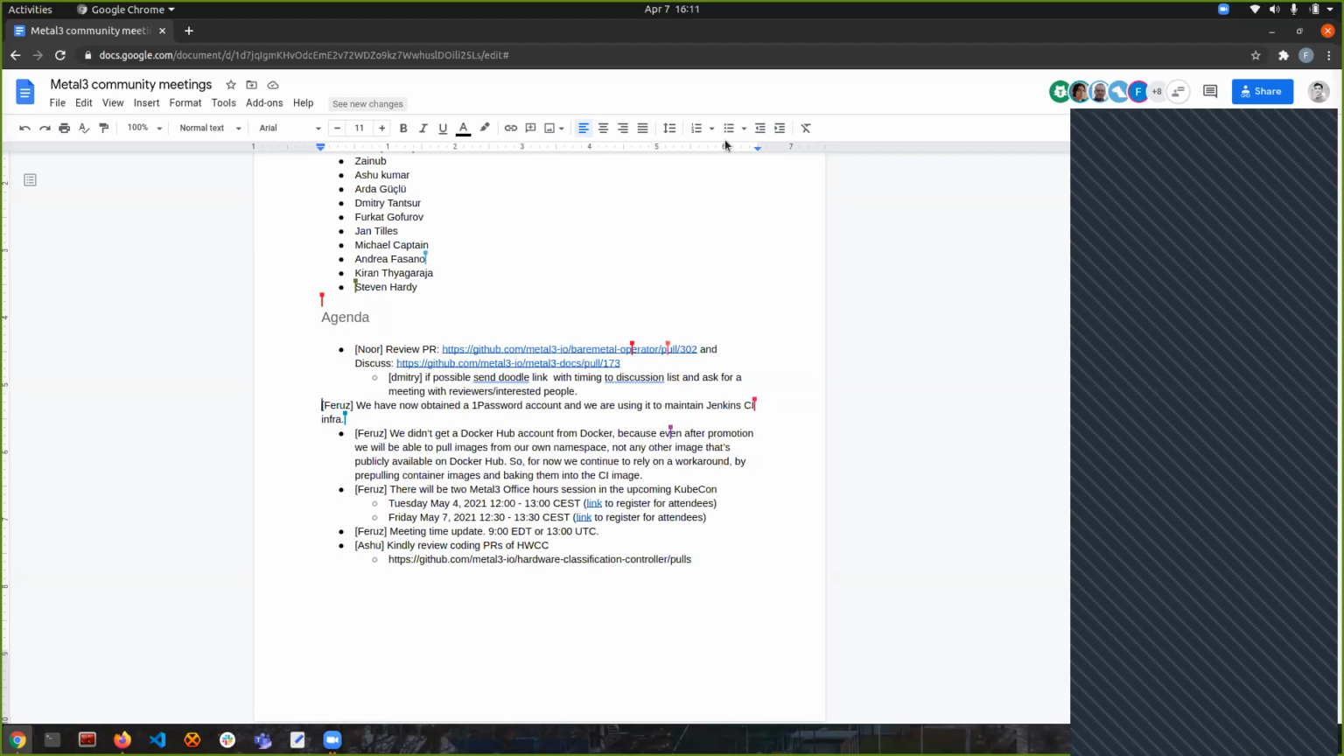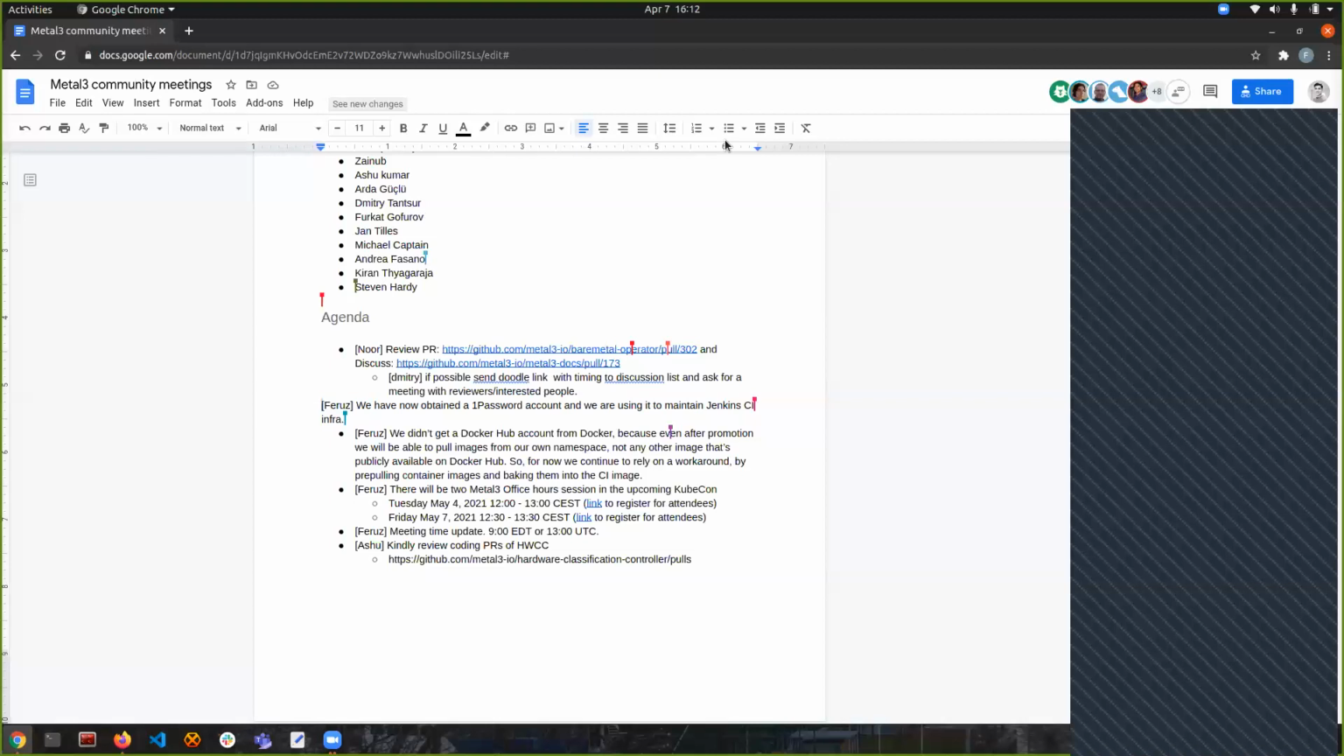The second one was also for me, regarding the Docker Hub account. Similarly, we applied for a Docker Hub account. This is again related to the CI, because you probably know that Docker last year announced the pull rate limit for free and non-authorized accounts. We had that issue in our CI, and for now we had a workaround, but we thought we could get a Docker Hub account.